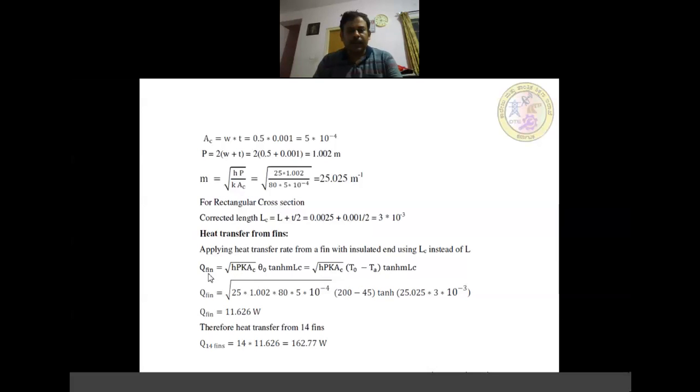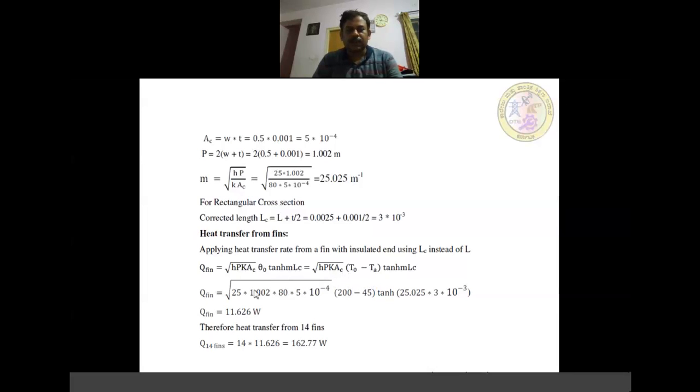Now, heat transfer through a fin is given by square root of hPkAc tanh(mLc). I have used Lc, the corrected length. I have told you, okay. I have used the heat transfer for an insulated end with corrected length, instead of L, I have used Lc, okay.